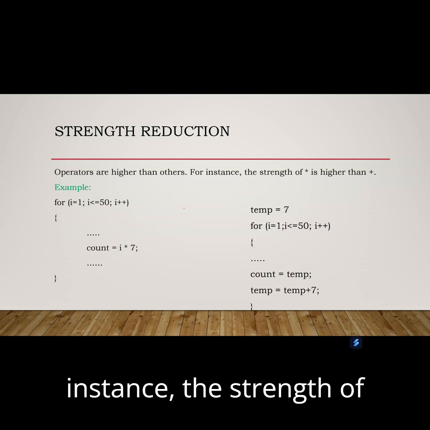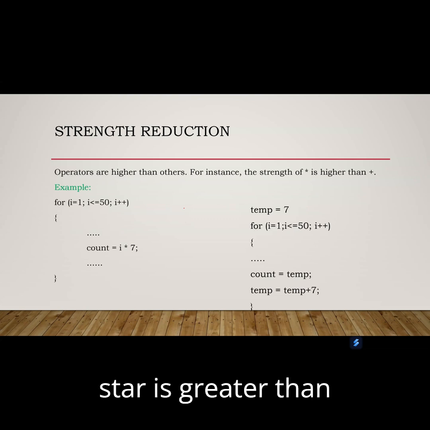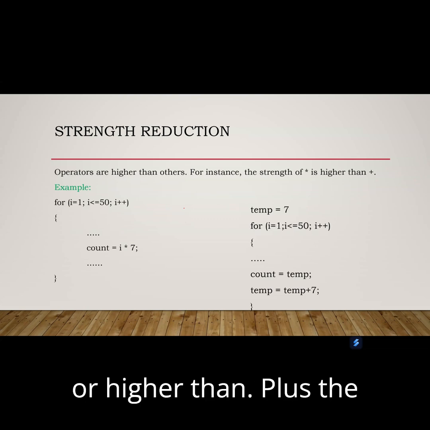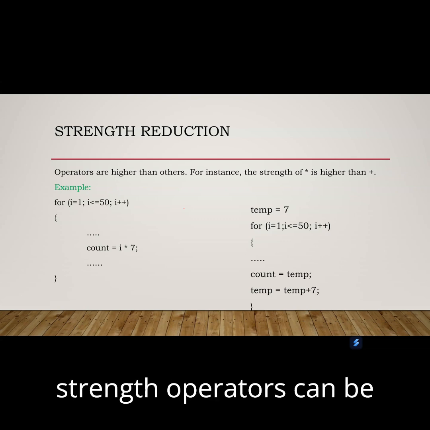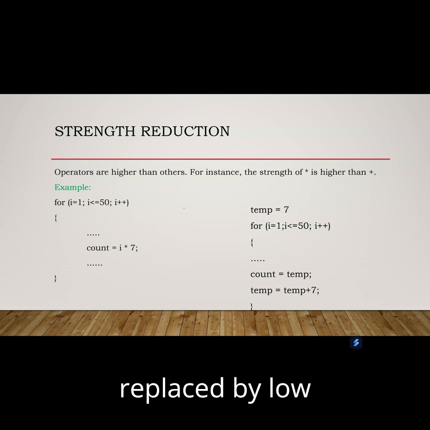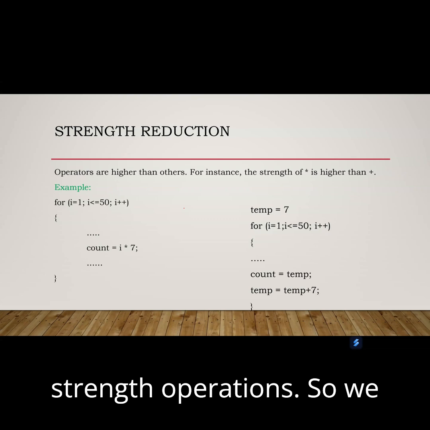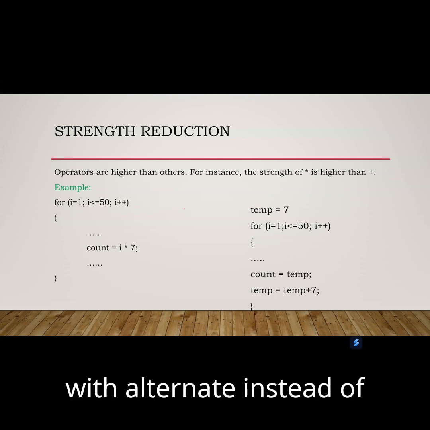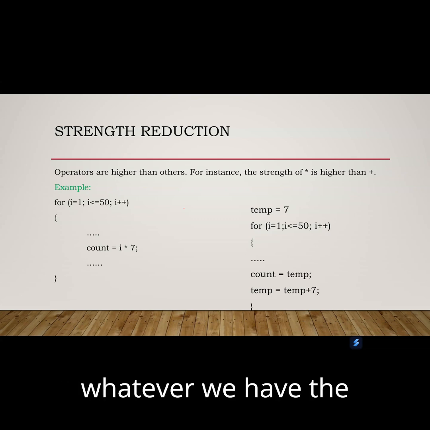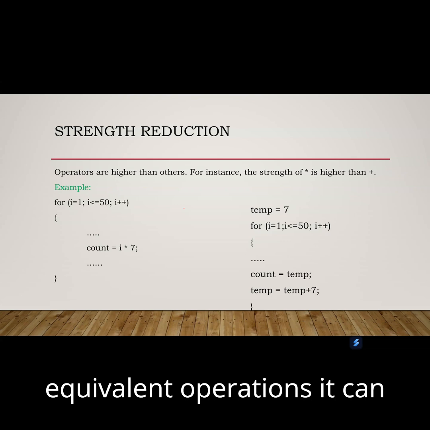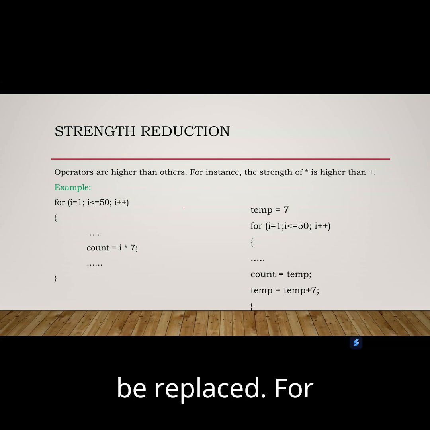For instance, the strength of star is higher than plus. In the strength reduction technique, the higher strength operators can be replaced by lower strength operations. So instead of star, we're going to be replacing with plus. Whatever equivalent operations we have, they can be replaced.